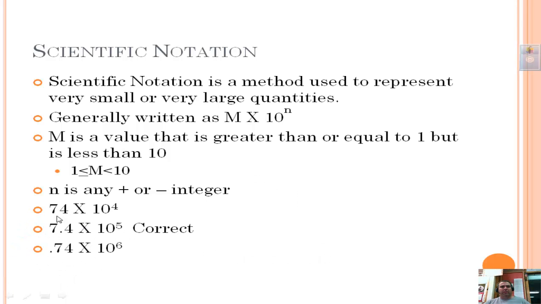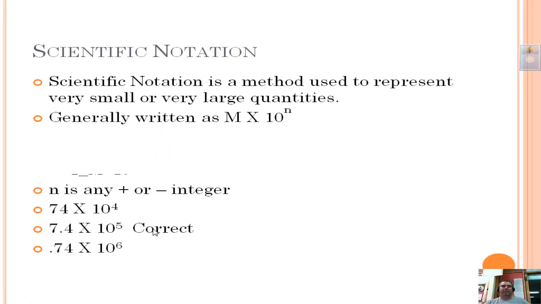Now, when you look at these, 74 is bigger than 1, but 74 is not less than 10. So this first one is incorrect. When you come down to the last one, 0.74, well, 0.74 is not bigger than 1. So that's the reason why it's out. When you look at 7.4, this one is correct. The m value is between 1 and 10, and then again you notice the 10 to the 5th. All of these numbers are exactly the same, but in proper scientific notation, it's this one right here that is your correct expression.